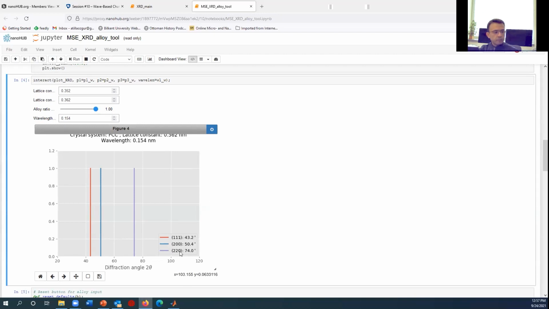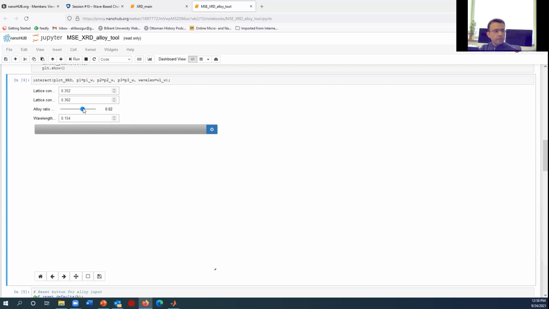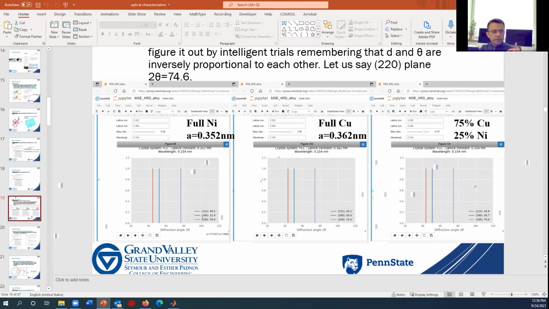Okay, so if they look at one of these, only the 2θ, this is 74 with a higher lattice constant. With a smaller lattice constant like nickel, it's going to become 76. So you can see the inverse proportionality again coming into play. Without telling the students what the proportion is, we can just say, okay, play with it and find me the ratio. They will have to scroll through and do a little bit of thinking.